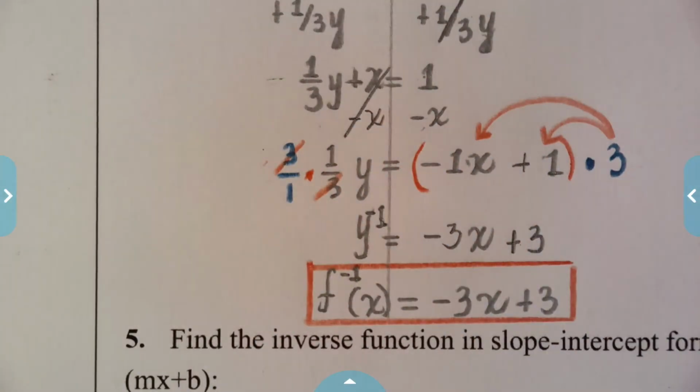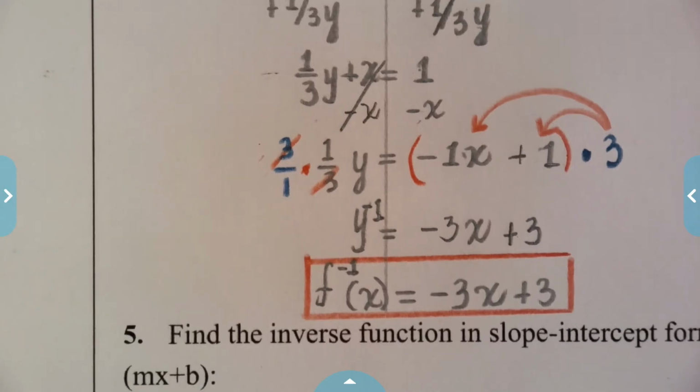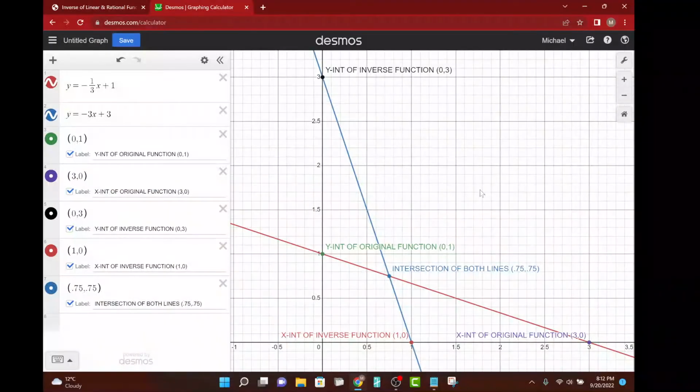All right. And we'll take a quick break here and see what that looks like graphed. Okay, so here we are looking at number 4. The red line is the original graph, and the blue line is the inverse. So again, we see this intersection has these identical coordinates, 0.75, 0.75, very interesting.